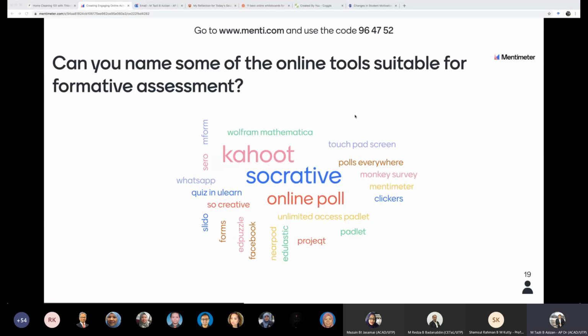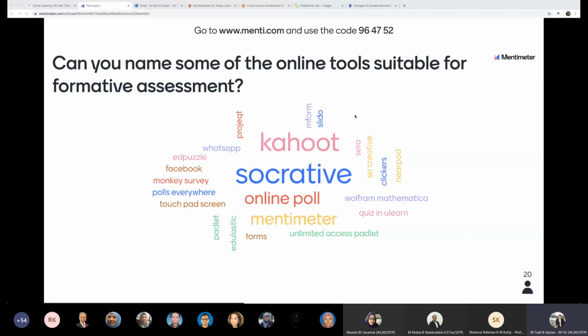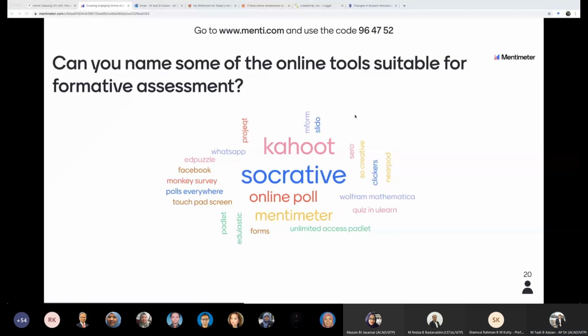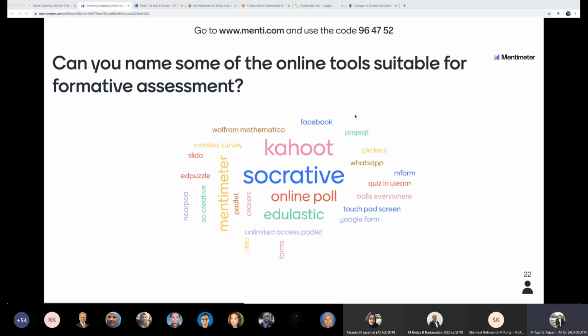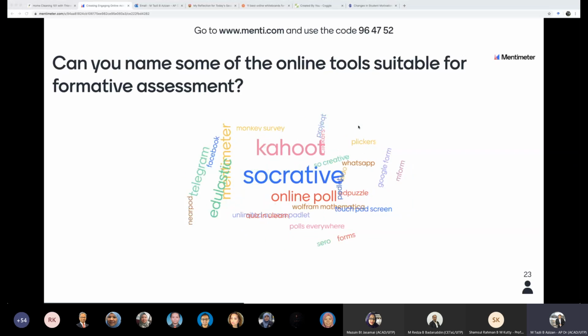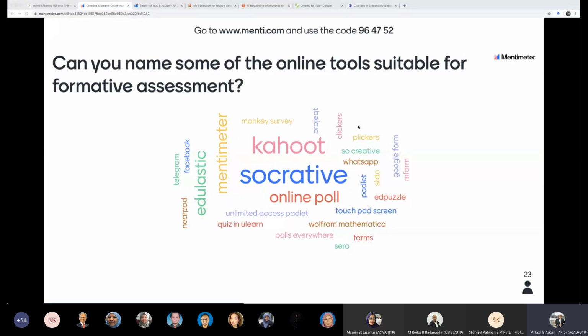So we have Padlet, Form, Slido. What else? Zero. I haven't heard about this Zero before. Edulastic is also something new for me. Plickers. I've heard about Plickers, but I haven't used Plickers. I think generally we use Plickers in class. Maybe we can use it online, but I haven't tried, because Plickers needs the students to hold some placard to answer the questions. Okay, we could have Telegram.